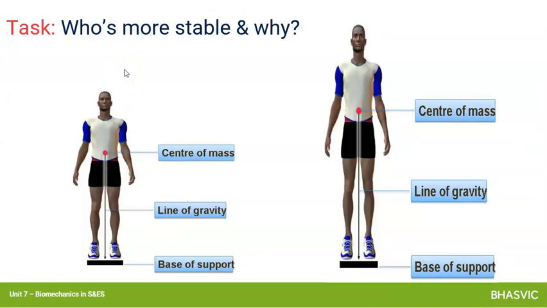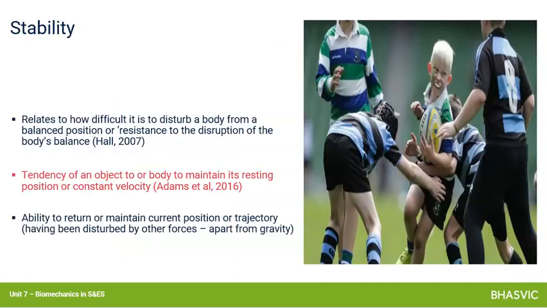So, who is more stable out of these two athletes, the tall person or the shorter person? Well, it's the shorter person. One factor that affects stability is having a lower centre of mass. There is much less room for error if your centre of mass is lower than there is if you are taller. So the height of the centre of mass really does make a difference.